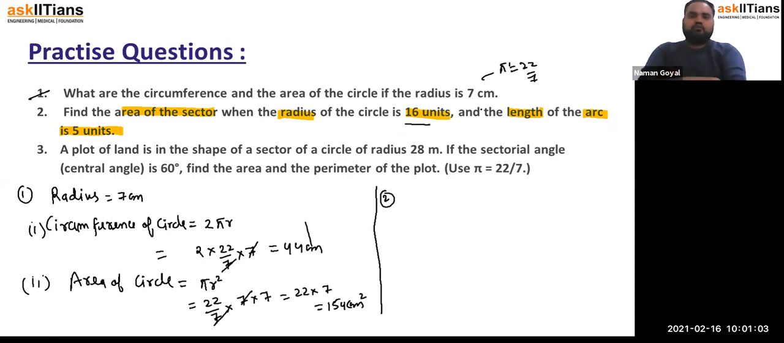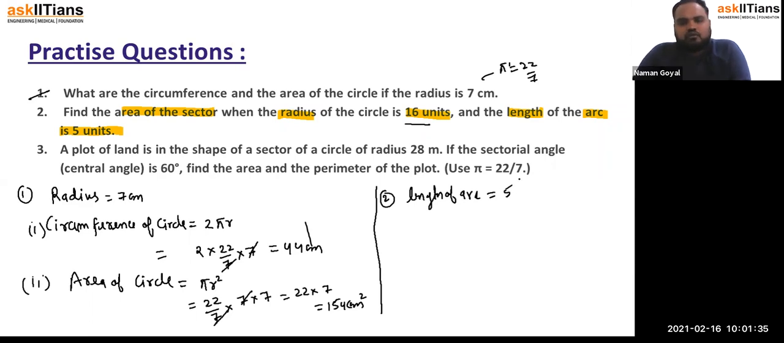So with the help of the formula of arc length and the radius, we are going to find the value of the angle first. Once we get the angle, we can easily find the area of the sector. Are you getting my point? So let's wait and watch. The length of the arc is 5 units, so we take 5.